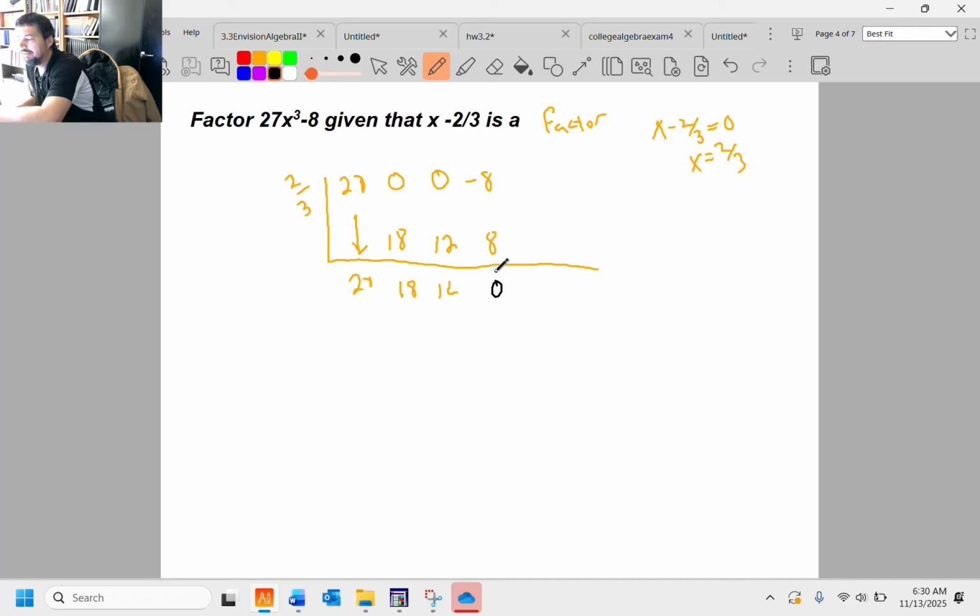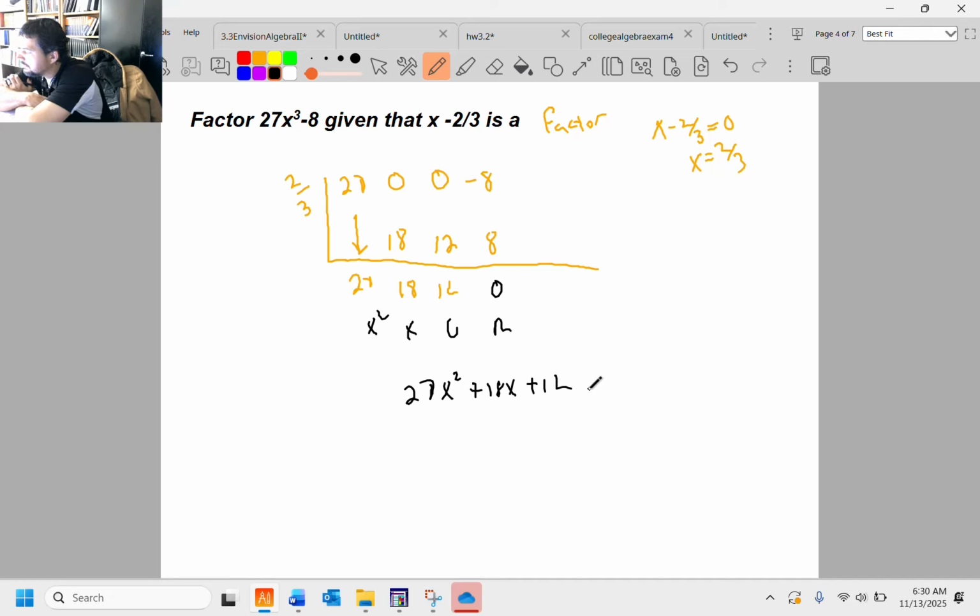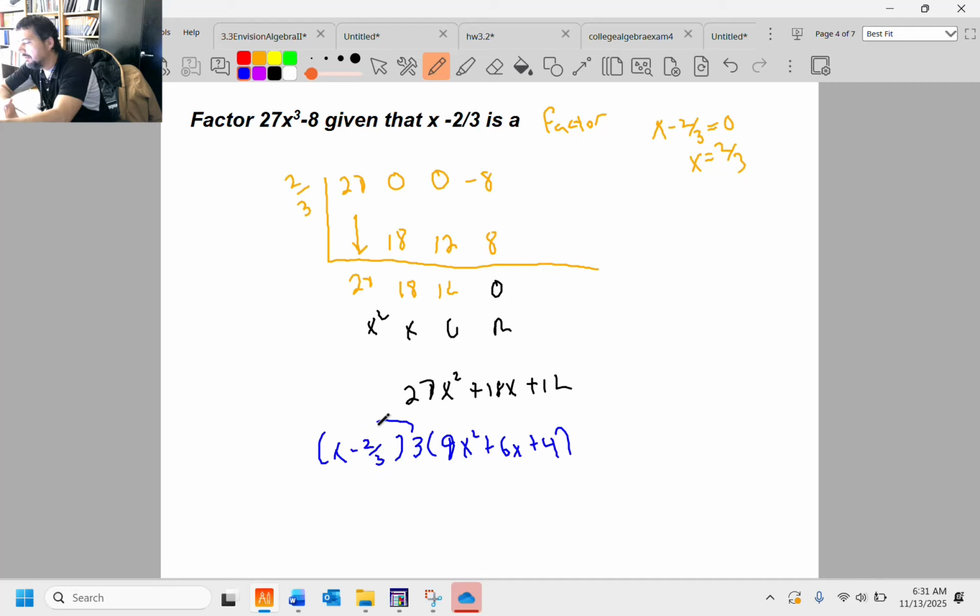So what are we left with here? We're left with this funny looking thing. Remainder, constant, x squared, which is 27x squared plus 18x plus 12. Now, this factor is just a touch. It doesn't factor much. All three of those things are divisible by 3, and that leaves me with 9x squared plus 6x plus 4. And I also had the x minus 2/3 there. I'm going to go ahead and put that in there.